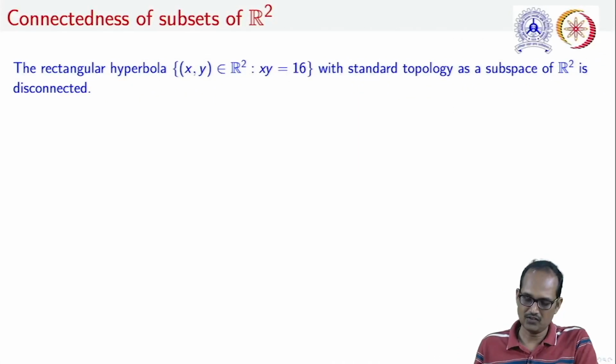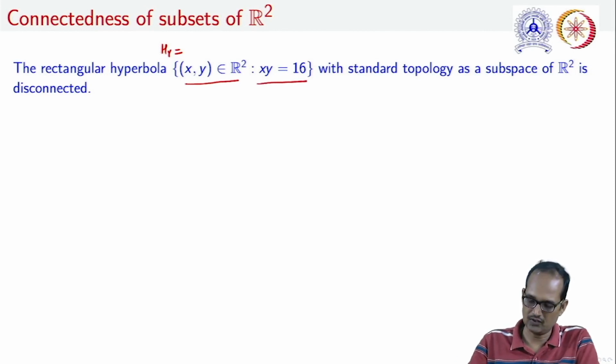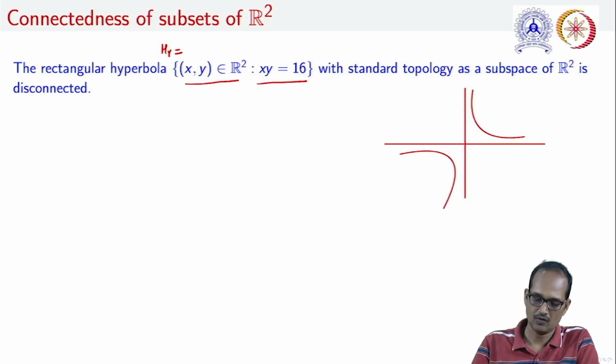Moving ahead, let us take another example of a disconnected subset of R2, and this is the rectangular hyperbola. Let us denote this set as HR. We are using this notation for this set, which is the collection of elements from R2 such that xy is equal to 16. Let us see it. Actually, we are talking about this structure. Let us take this first one as HR plus, and let us take this portion as HR minus.